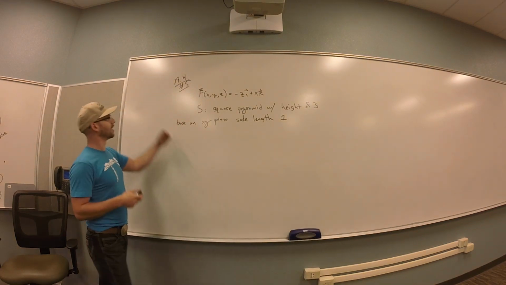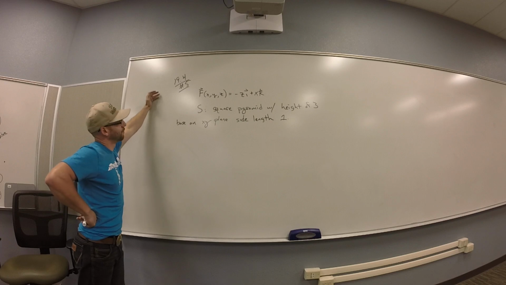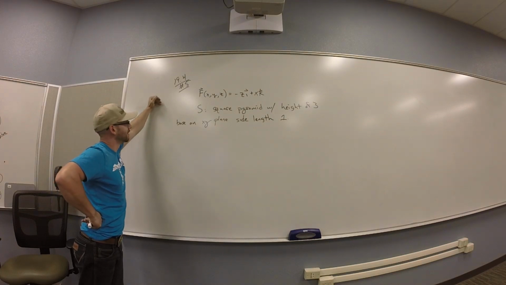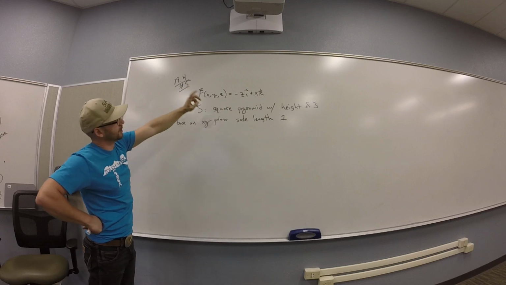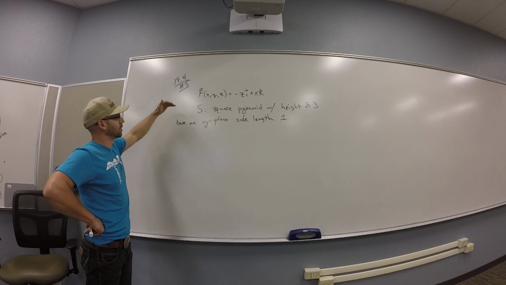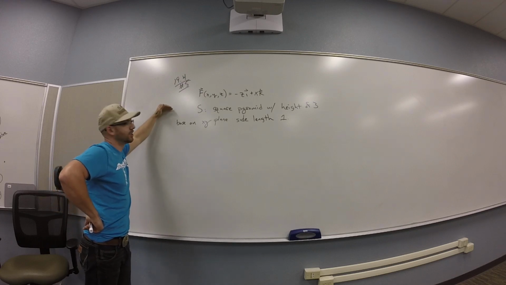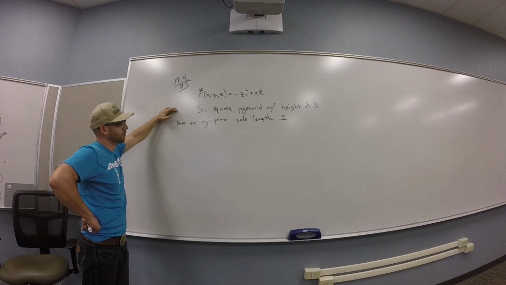Okay, so let's try 19.4 number 5. And just at first glance here, I'm a little worried. So I have a vector field, F of x, y, and z is minus ci plus xk. And I have a surface, which is a square pyramid with a height of 3 and a base on the xy plane with a side length of 1.